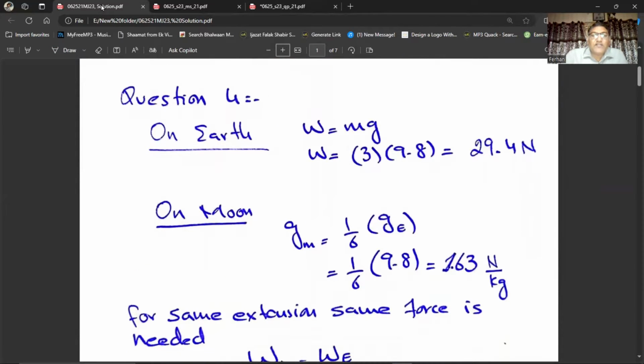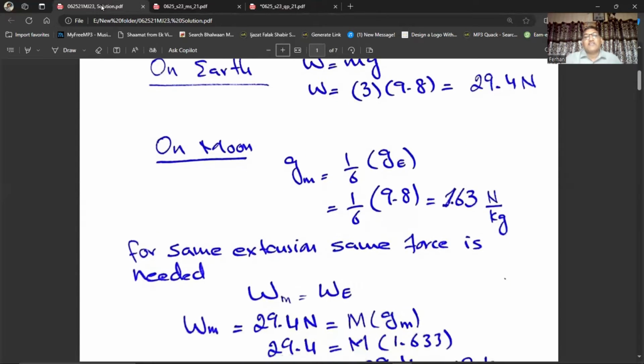On Earth, the weight of the body is W = mg. The mass is 3 kg, and the g value on the Earth is 9.8 Newton per kg, so it will be 29.4 Newton. This much force is needed to produce an extension of 5 centimeter. On the moon, the g value is 1/6 of the g value on the Earth. So 1/6 of 9.8 will be 1.63 Newton per kg.